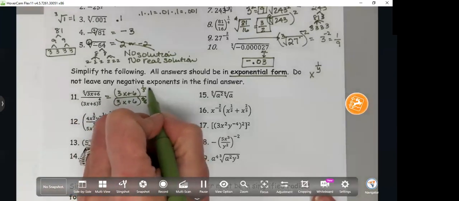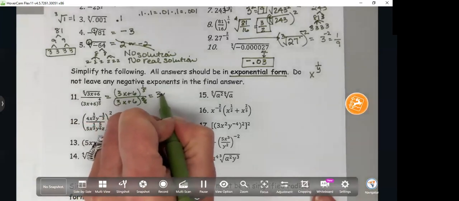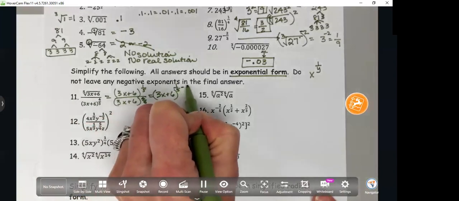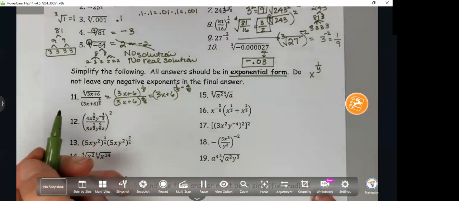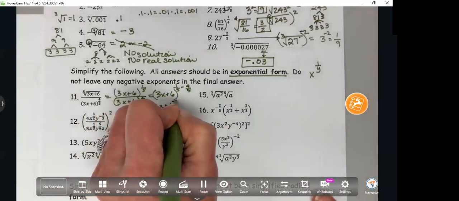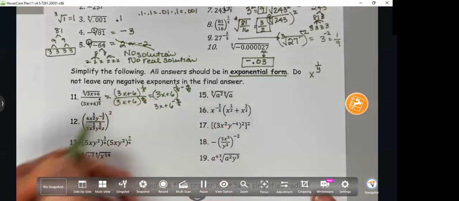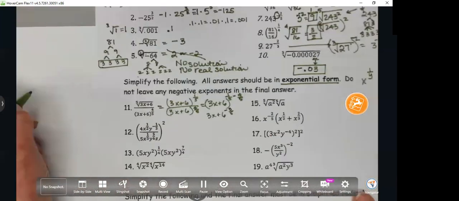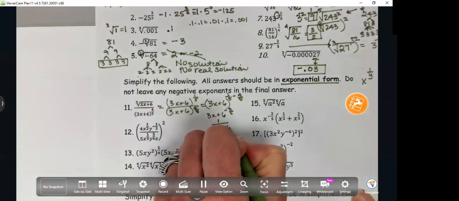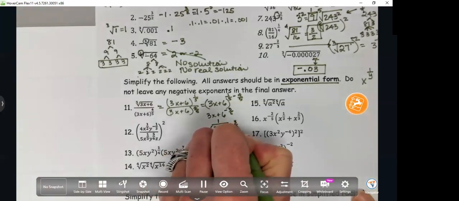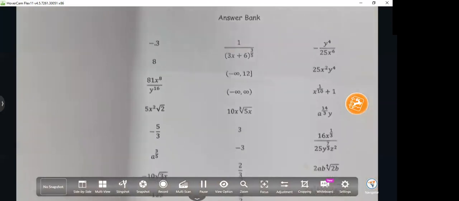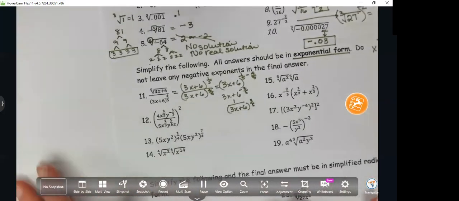So this I can say is going to be 3x plus 6 raised to the 1/5 minus 4/5 power. So then you're going to get 3x plus 6 to the negative 3/5 power. And when you rewrite that, it's going to be 1 over 3x plus 6 to the 3/5 power. Okay, let's look and make sure that we have that. There you go. This one here.